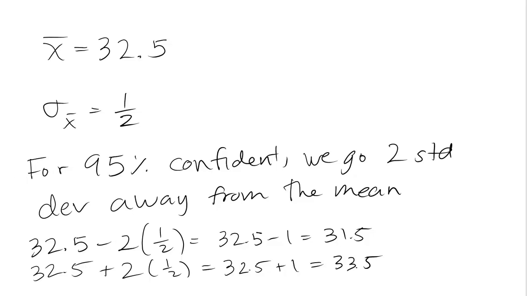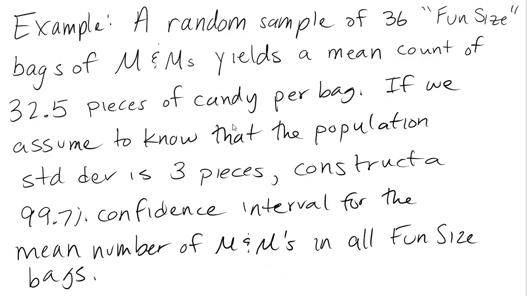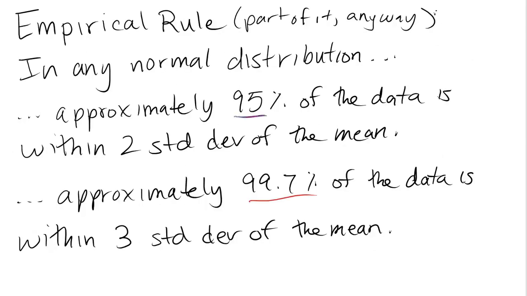That's the logic. What if you wanted to be more confident? Same example, but now let's construct a 99.7% confidence interval. Well, how do we get more confidence? How do we capture more x bars? Well, we go further away from the mean. According to the empirical rule, if you want to enclose 99.7% of the data, you just go 3 standard deviations away from the mean instead of 2.